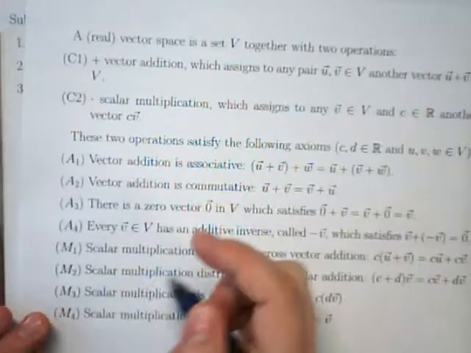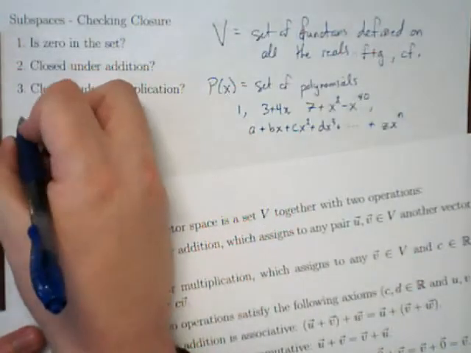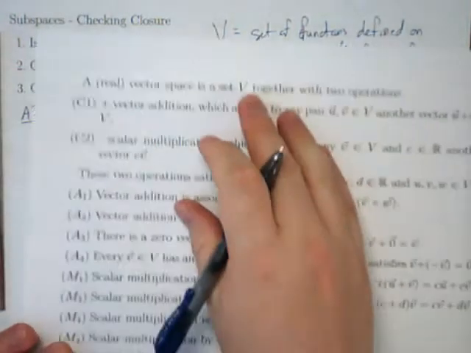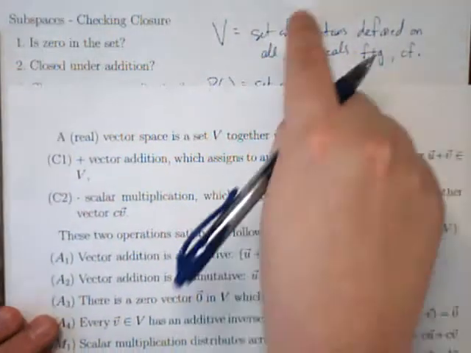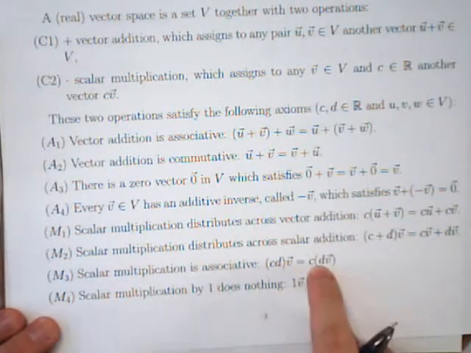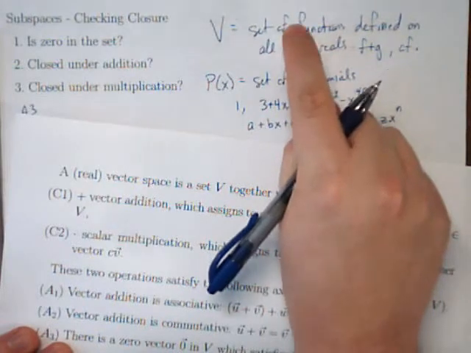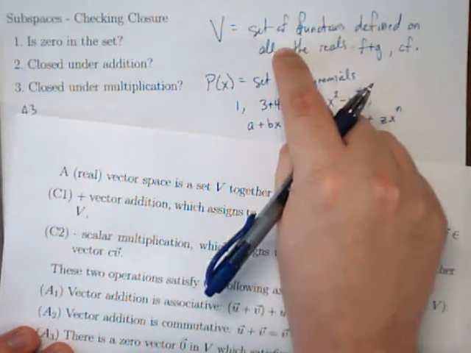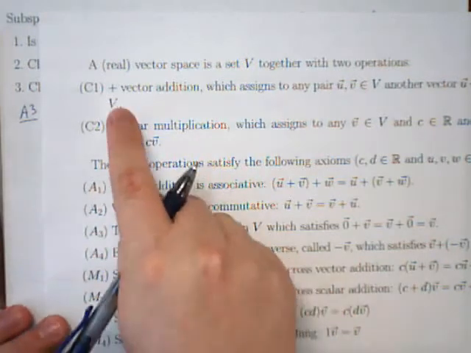So the key thing we have to look at is, is there a zero vector? We need to look at A3. Is there a zero vector? Additive inverses are going to come automatically from here. We're also going to get scalar multiplication distributing, being associative, and multiplication by 1 does nothing. All of that comes from the fact that we are a subset of the set of functions. So the only thing that didn't come was A3, but we also have another thing to check.